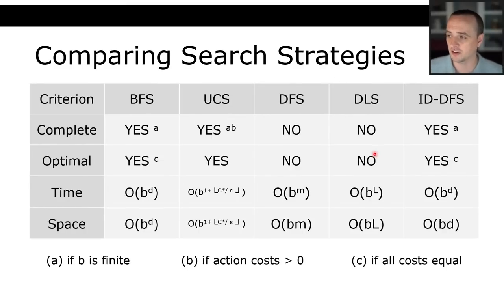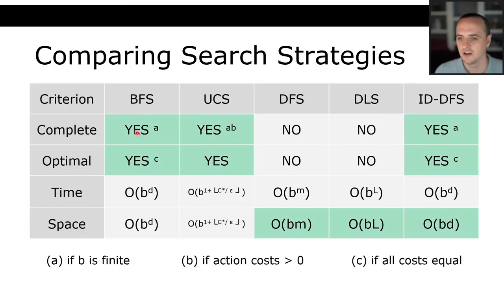So if we want to compare the search strategies overall, we had breadth-first search, uniform cost search, depth-first search, depth-limited search, and iterative deepening depth-first search. The only two we are going to be implementing in assignment one are breadth-first search and depth-first search, and they're very, very easy. And what we saw was that these are the preferable qualities that we want to have in our algorithm, right? So at first, we had breadth-first search and uniform cost search with nice properties.